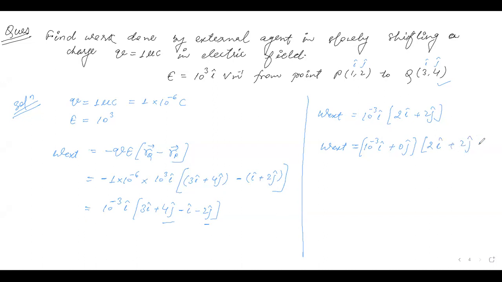Now please multiply all of these values with their respective terms. 10 to the power minus 3 I cap and 2 I cap will be 2 into 10 raised to the power minus 3. 0j and 2j will be 0. Finally, you get 2 into 10 raised to the power minus 3 joule. Okay. This is your final value of W external. All right. All of you are understanding this question? Yes, sir. Note it down, please.